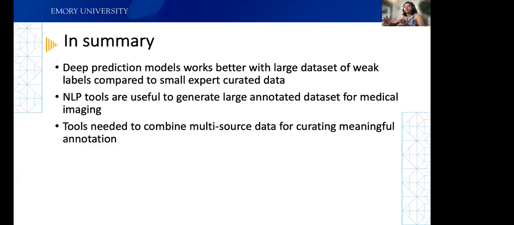And the only thing that we are missing now compared to the literature, that we need the tools to combine the multi-source data for curating the meaningful annotation, because we either depend only on the single source like radiology or pathology or the clinical notes, but the whole field is going towards that direction, that we need to combine multi-source data to curate the meaningful annotation.